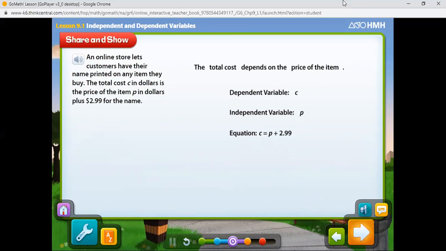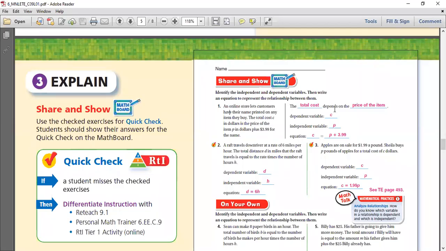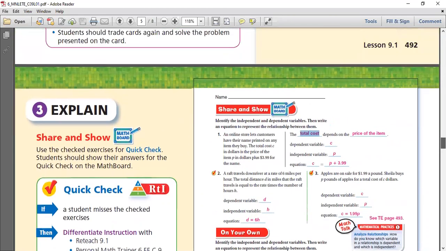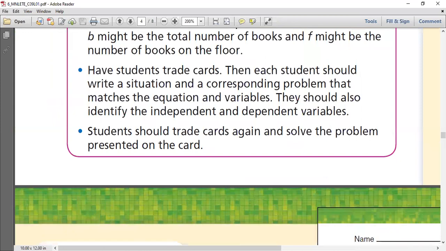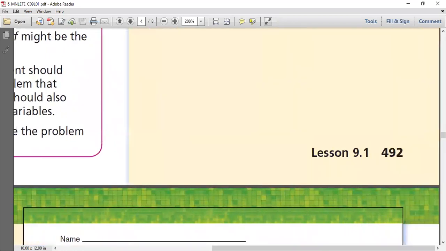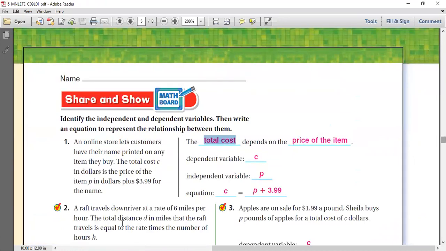So let's go back to the book, and let's start solving the questions. Okay, so this is lesson 1 here. See, the dash depends on the price of the item. So what depends on the price of the item? The total cost, of course, depends on the price of an item. So the dependent variable was C, the independent variable was P. So the equation is going to be C equals P plus 3.99. Now, I want you to concentrate on question number 2 first before I go to 3. Okay, so question number 2.